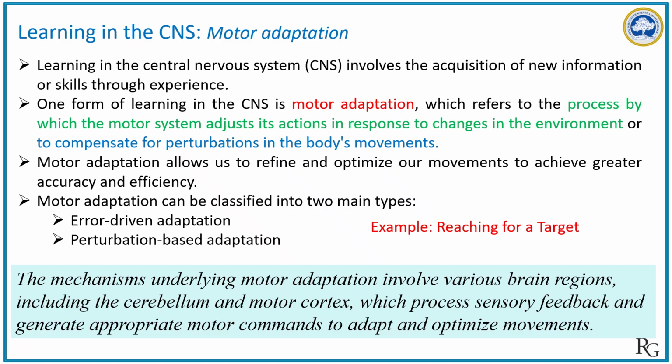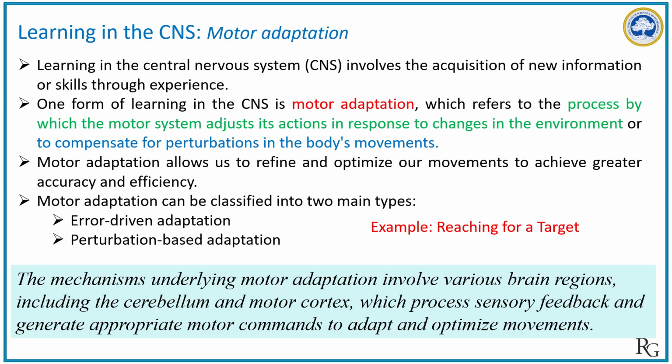But as you repeat the task, your nervous system adapts. It learns from the error and gradually optimizes your actions. So that process is actually motor adaptation. Now, motor adaptation comes in two major forms. One is error driven adaptation, and the second one is perturbation based adaptation.